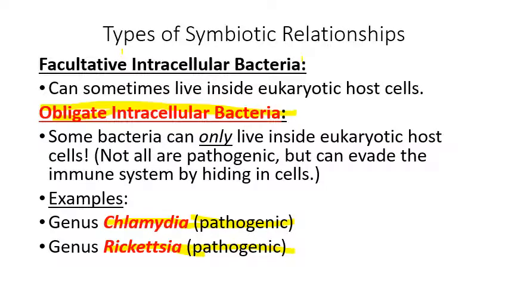Okay, so Chlamydia and Rickettsia are two examples of obligate intracellular bacteria. You should remember that. You should memorize that.